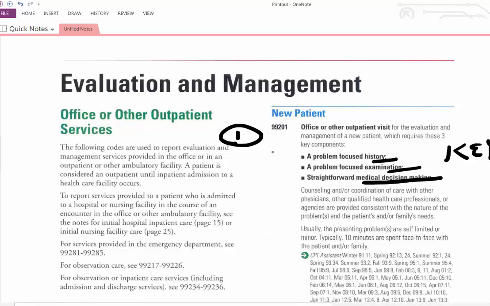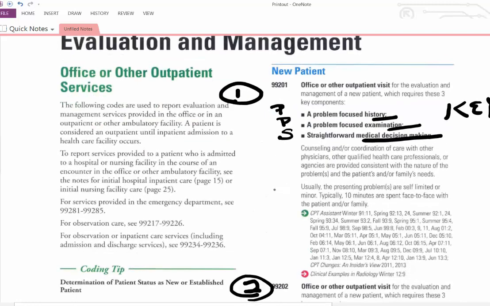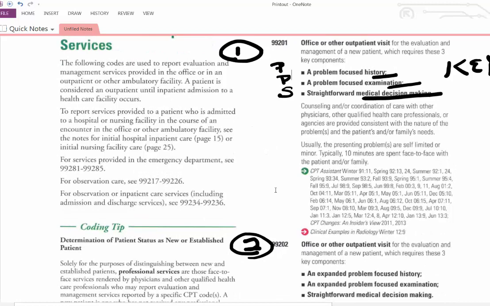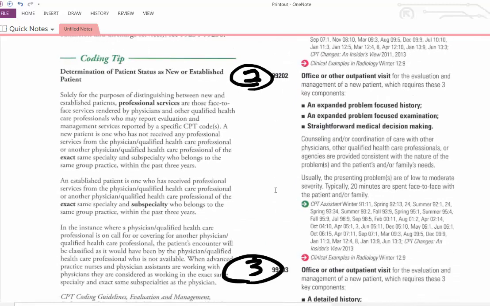So back to 99201. We have a problem-focused history, a problem-focused exam, straightforward medical decision making. So off to the side, to make life easier for me, I'm going to write P for problem-focused history, P for problem-focused exam, and S for straightforward medical decision making. Under 99202, I'm going to write E for expanded problem-focused history, E for expanded problem-focused exam, S for straightforward.